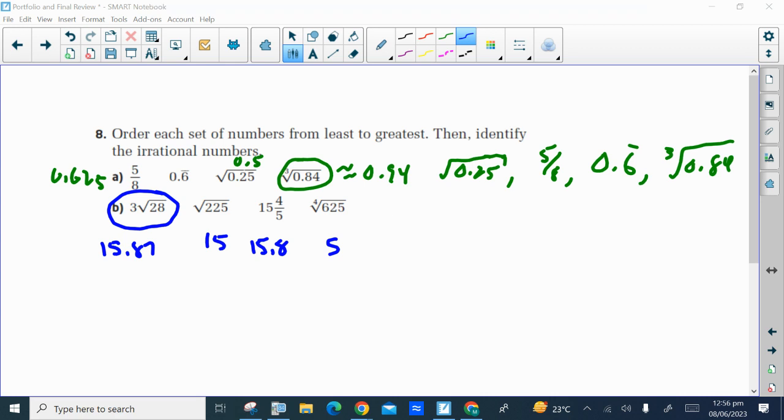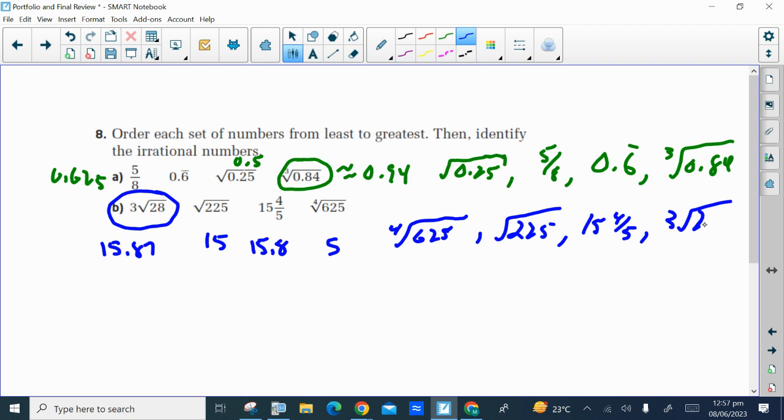And that is the cube root of 28. So if we're going to arrange them from smallest to greatest, the smallest number is the fourth root of 625, which is 5. Then the next one is 15, the square root of 225. Then 15.8, that's 15 and 4/5. And then finally 15.87, or the cube root of 28.